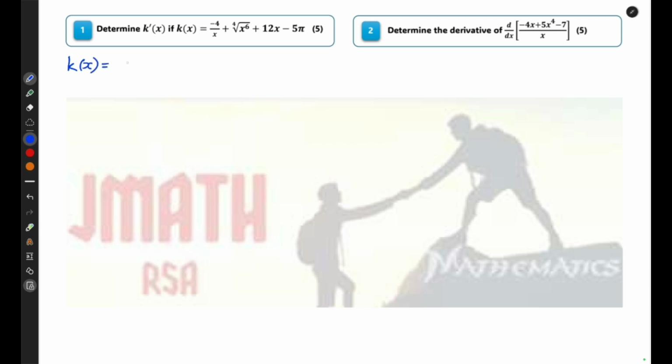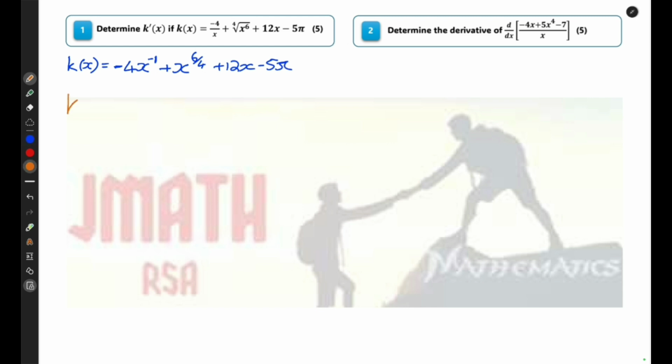The first one, x is in the denominator, so I can't derive. I need to take it up. So it becomes minus 4, x to the power minus 1. Okay, next one, there's a root, so I'm just going to change that to x, the inside exponent over the root's exponent. So 6 over 4 plus 12x is fine, and then minus 5 pi is also fine. Now I can actually get the derivative.